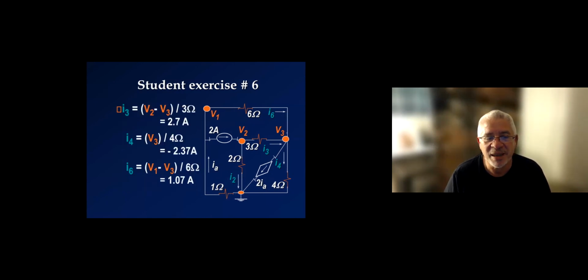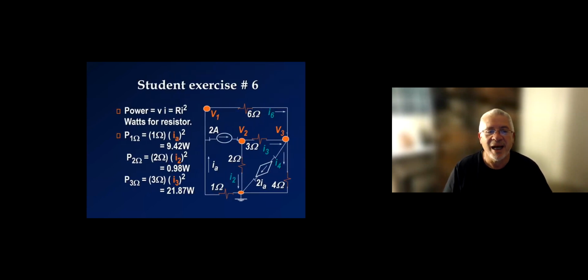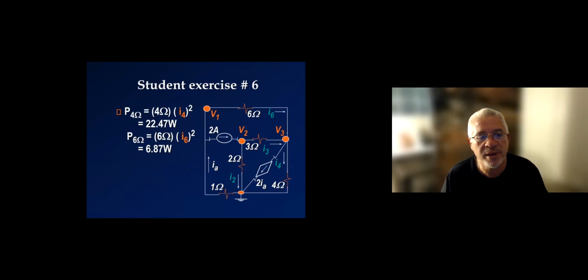Simply plugging in the node voltages, and then I'm using the power is equal to the resistance times the current squared. Again, that's an alternative formula for finding power for the resistors. I think you could have easily calculated that by using the node voltages, but instead I'm using the current squared multiplied by the resistance. So that's the power for the 1 ohm, the 2 ohm, the 3 ohm, the 4 ohm, and the 6 ohm.